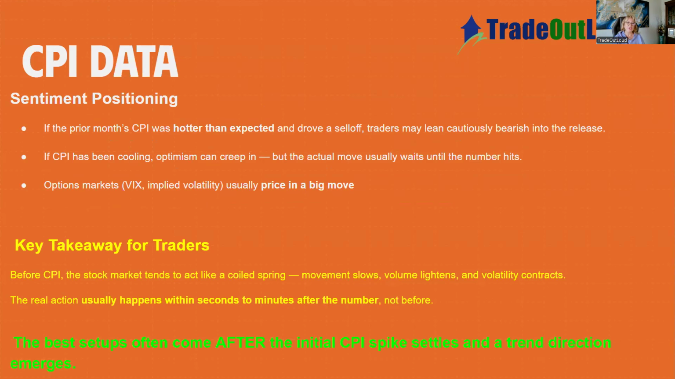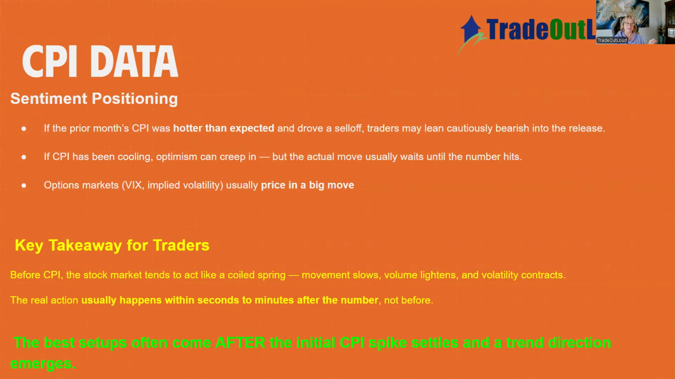Now, sentiment and positioning. If the prior CPI data was hotter than expected and drove the sell-off, traders may lean cautiously bearish into the release. If the CPI has been cooling, optimism can creep in. Take a look at the optimism that we're having right now, and the price is rising, right? And then you're getting the options market, like the VIX, implied volatility, usually creates a big move, right? And we saw the big move that happened in the market right now. Look at the indices, right? So I have them here side by side. You're going to see them in just a few seconds.